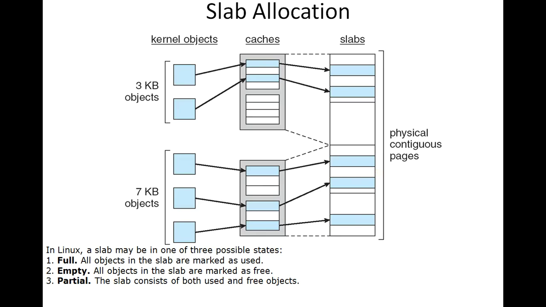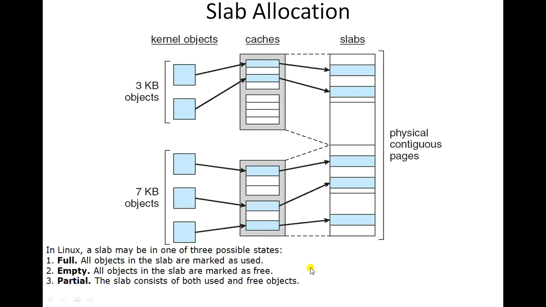The slab allocation algorithm uses caches to store kernel objects. When a cache is created, a number of objects which are initially marked as free are allocated to the cache. The number of objects in the cache depends on the size of the associated slab.